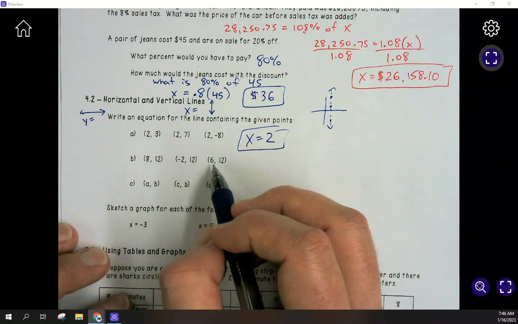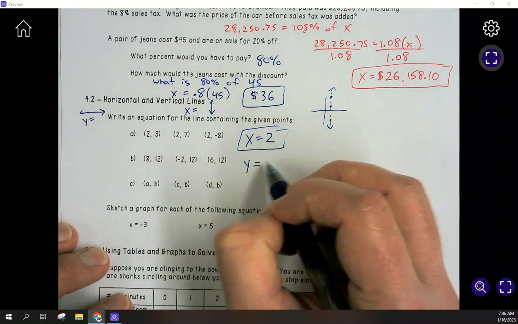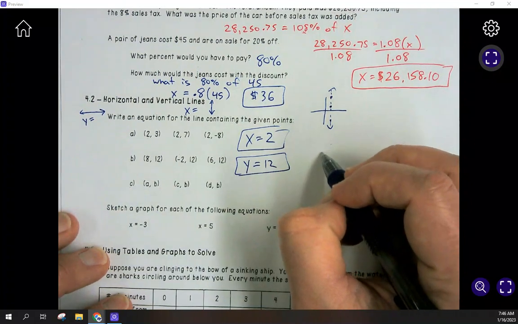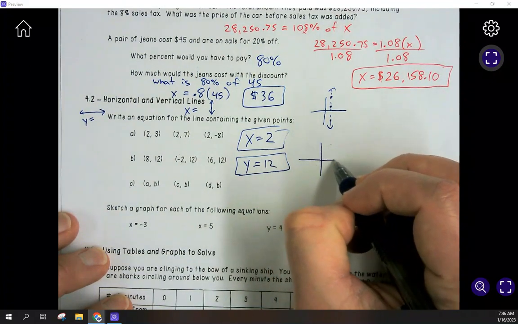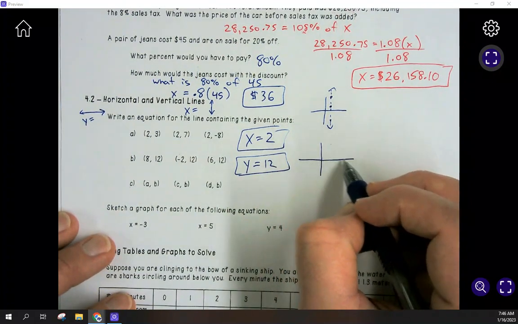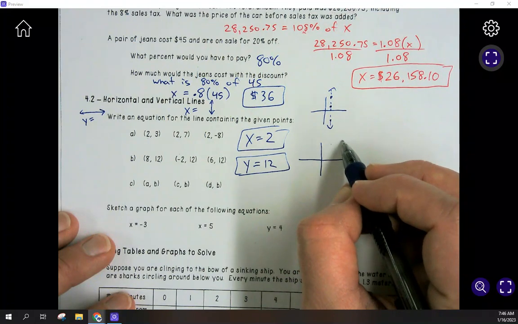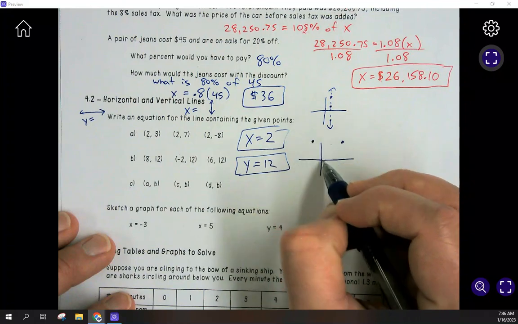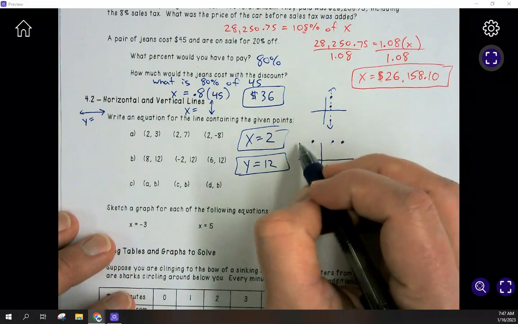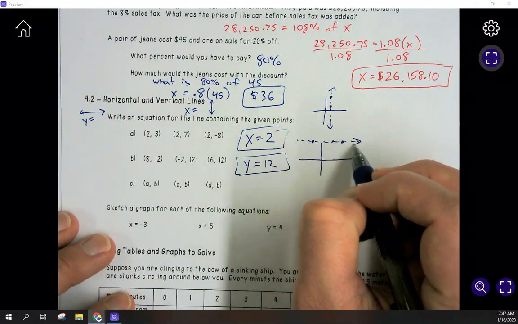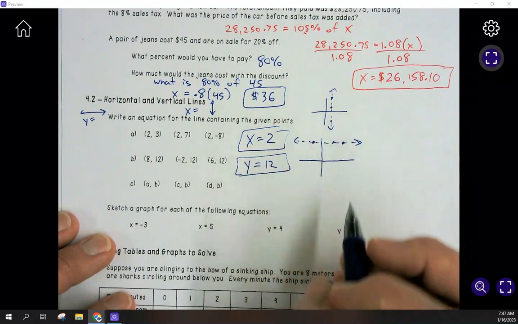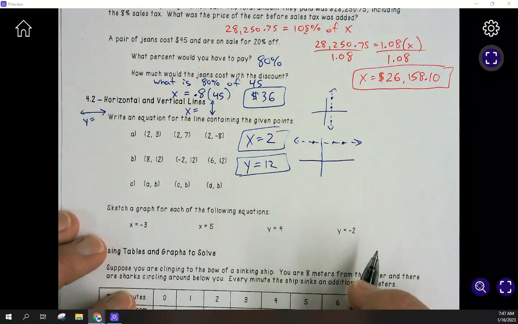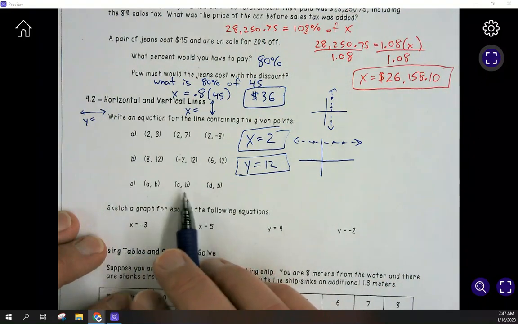So this one, the y value doesn't change, so it's y equals 12. Just a quick sketch. You don't have to do the sketch, but to help you visualize it here, we got 8, 12, and then negative 2, 12, and then 6, 12. It's going to look like this. All right, so that's a horizontal line, and no matter where you go on that line, the y value is 12.